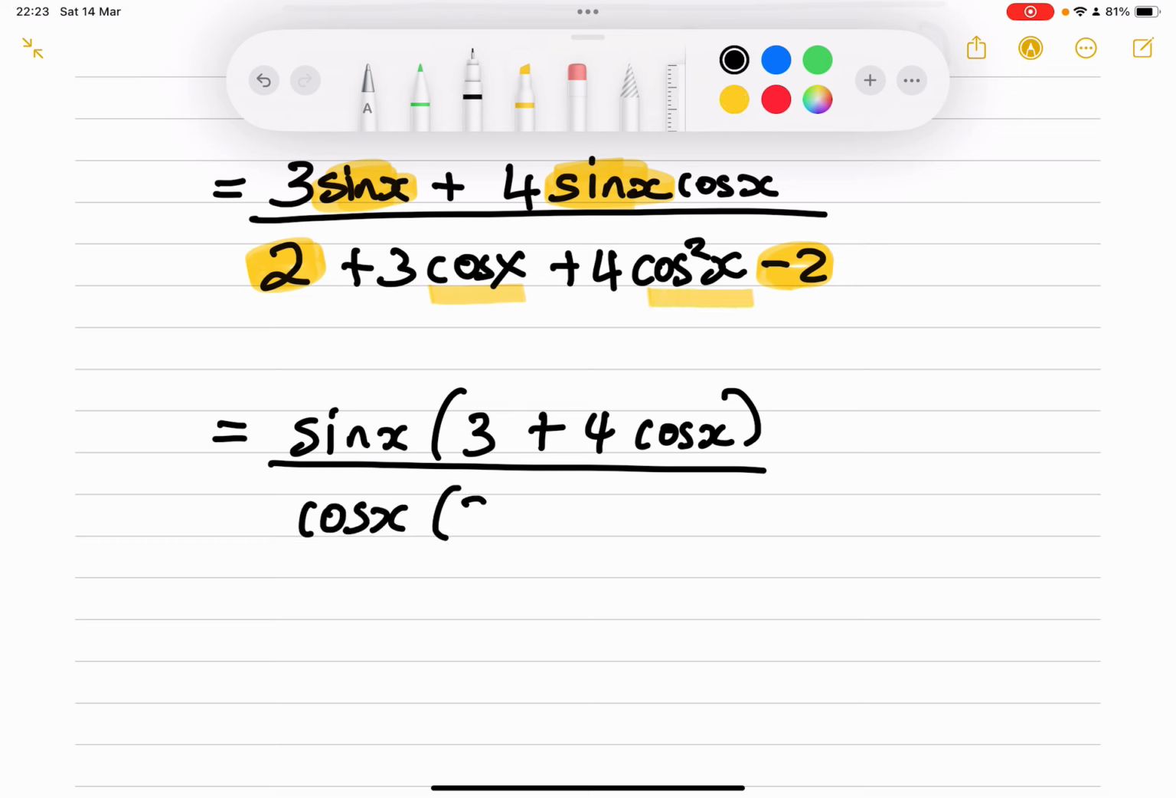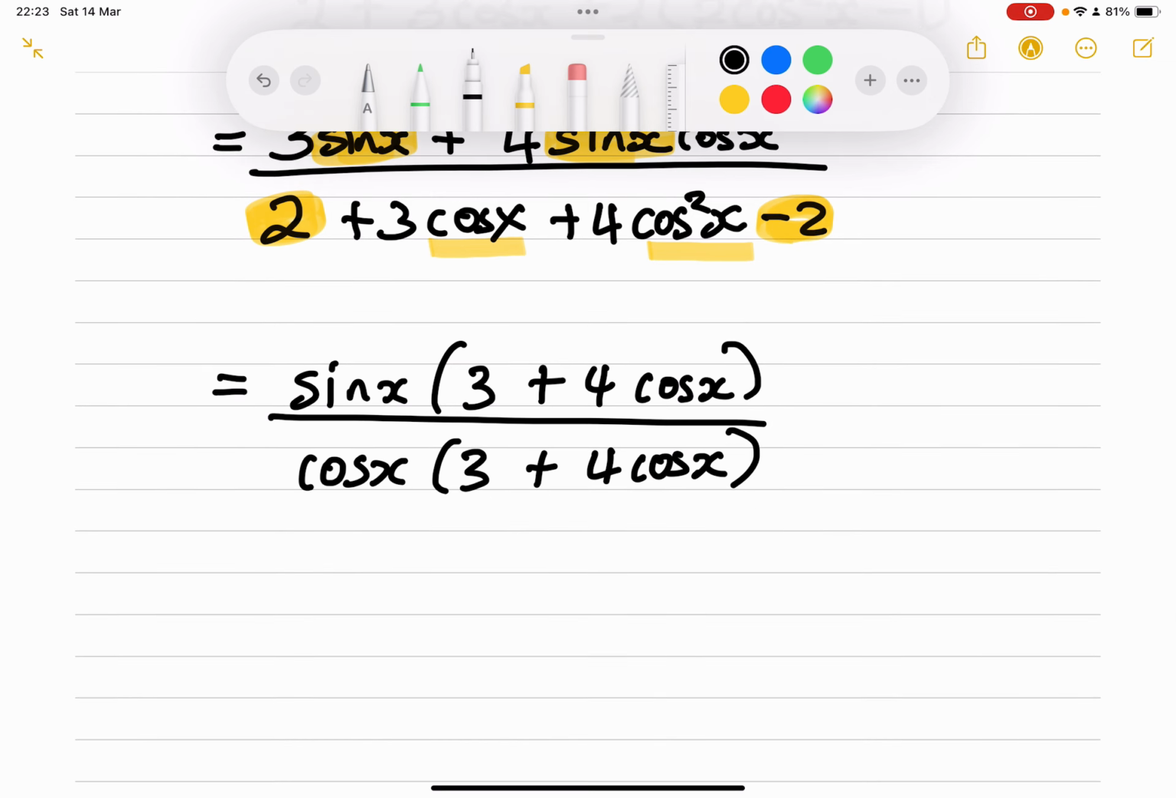In the first part, I have 3. In the second part, I have 4. The cos squared x will just be left with cos x when you take the cos x out, because cos squared is cos x times cos x. So taking 1 cos x out, we're left with 1 cos x.